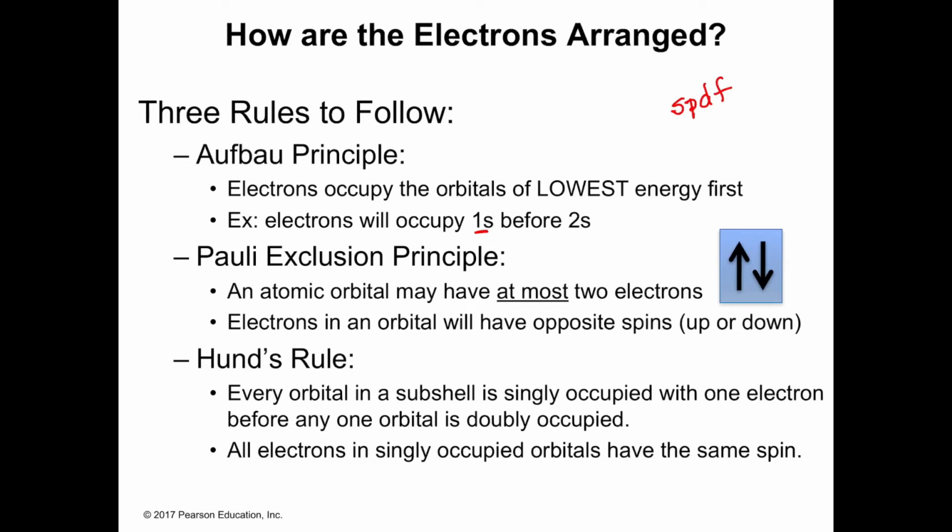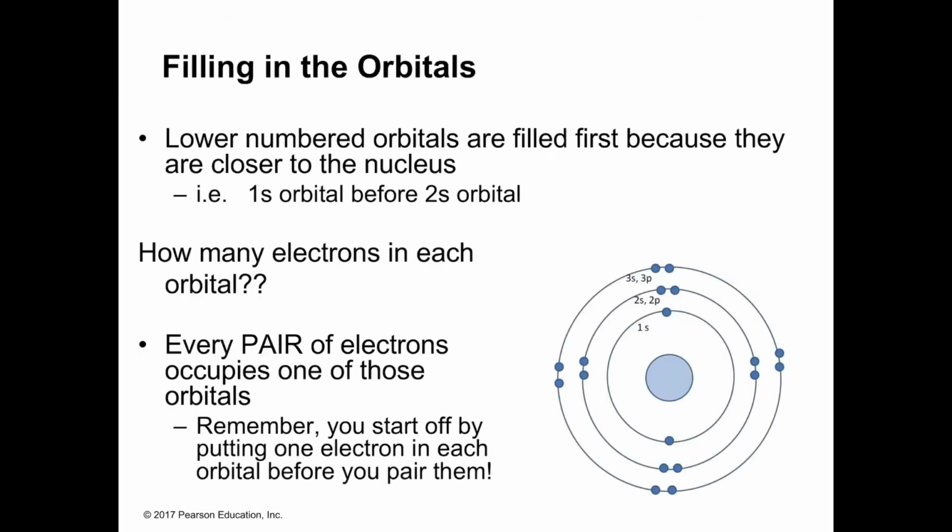So these are our rules for how we're going to fill in our orbitals. I don't need you to know which rule goes with which name, but I do need you to know how they are used when we're filling orbitals. So again, we're going to fill the lower numbered orbitals first because they're closer to the nucleus. So that 1s will get filled before the 2s, and the 2s will get filled before the 2p because of SPDF, right?